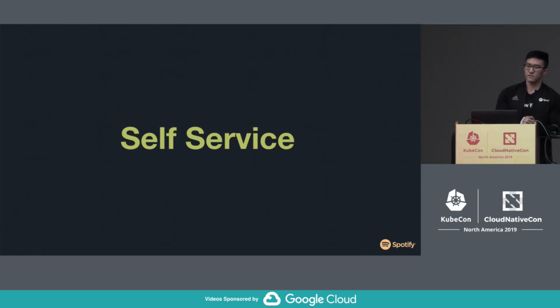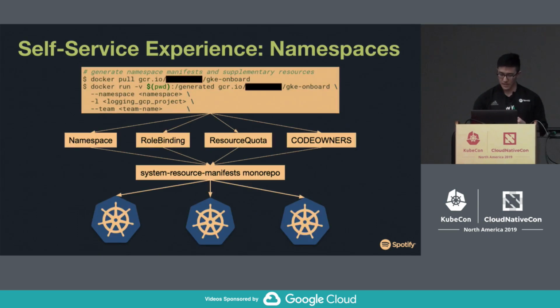The next domain is around self-service. To give some context here, teams at Spotify have a lot of choices about what they want to run their stuff on. Our aim here was to make the Kubernetes offering the best choice for most developers. Part of that involves having a very smooth and easy user experience around actually getting onto the offering. The first aspect here was namespaces.